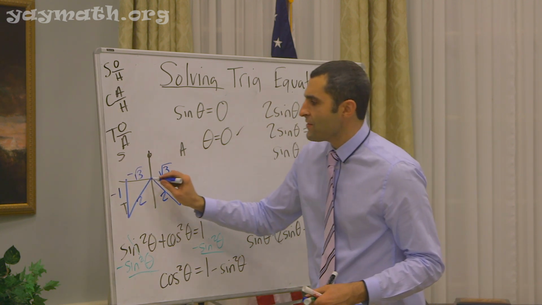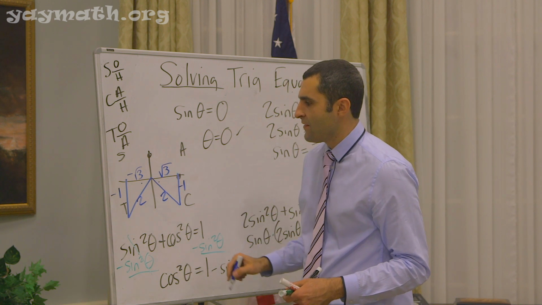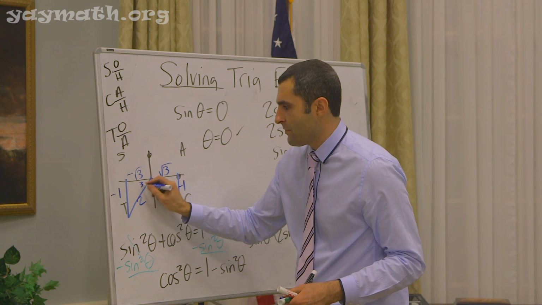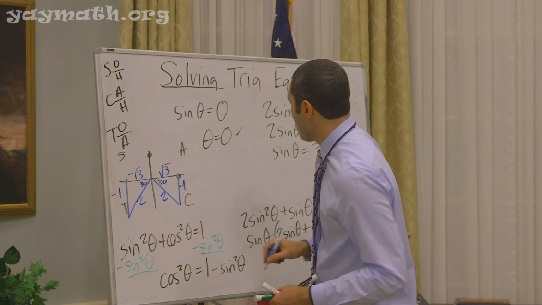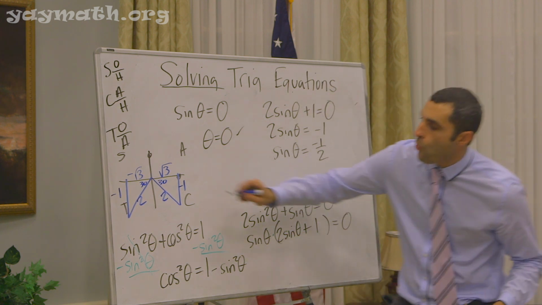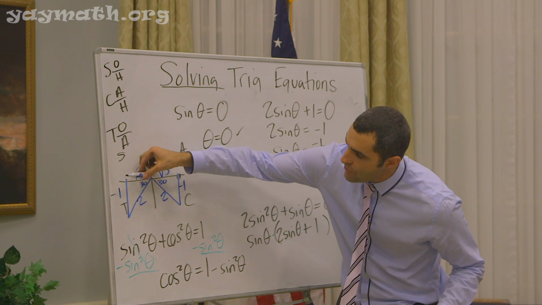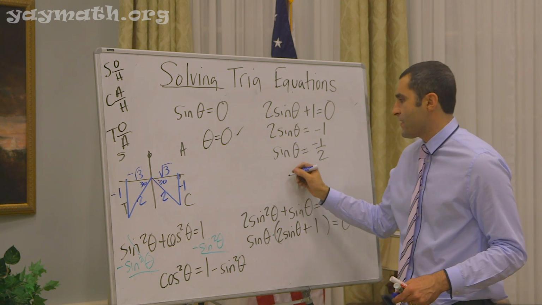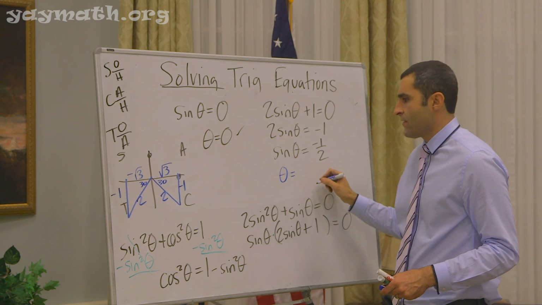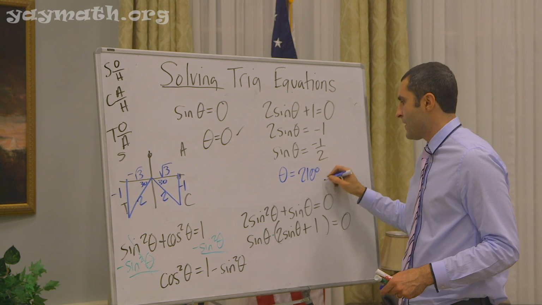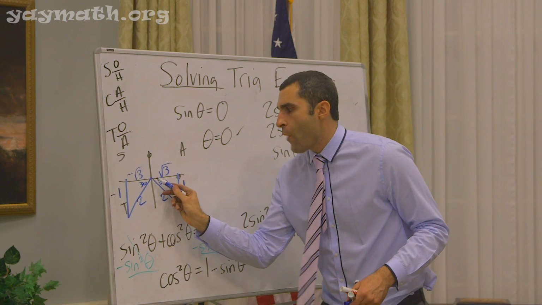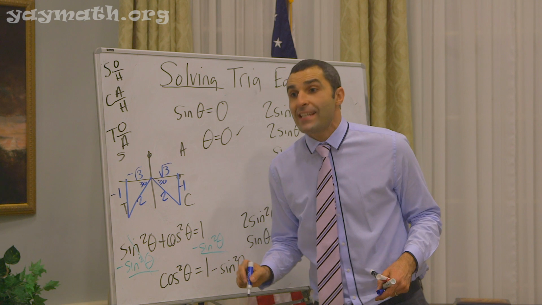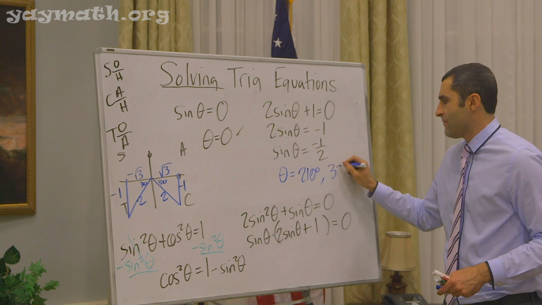What are these angles? 30. So to be 30 degrees in quadrant 3 is 30 more than 180, which is 210. And to be 30 away from 360, 330.